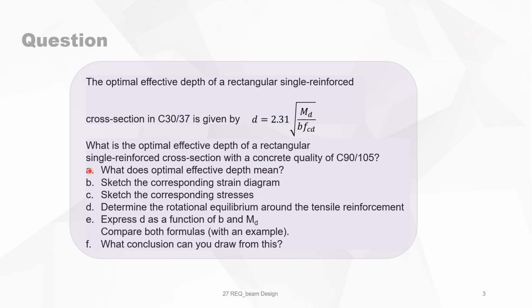What does optimal effective depth mean? Sketch the corresponding strain diagram, sketch the corresponding stresses, determine the rotational equilibrium around the tensile reinforcement, express d as a function of b and M_d, and compare both formulas with an example. What conclusion can you draw from this?